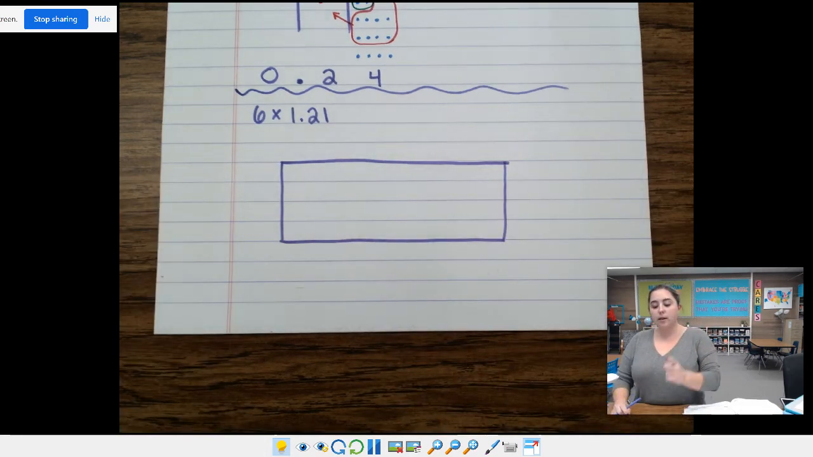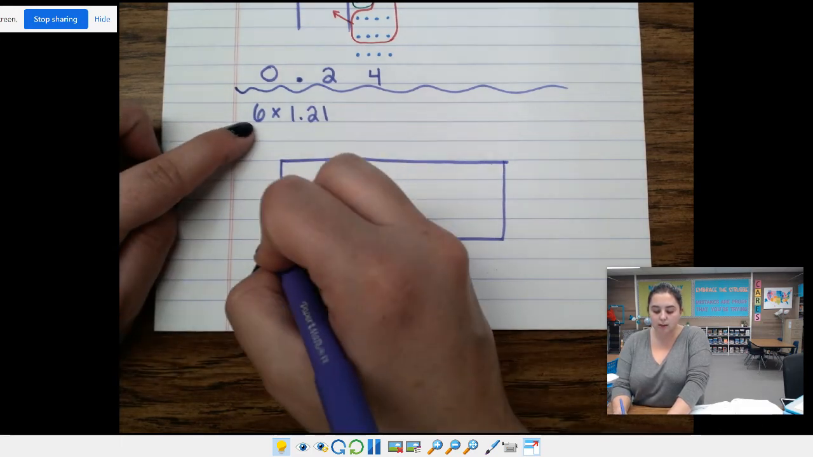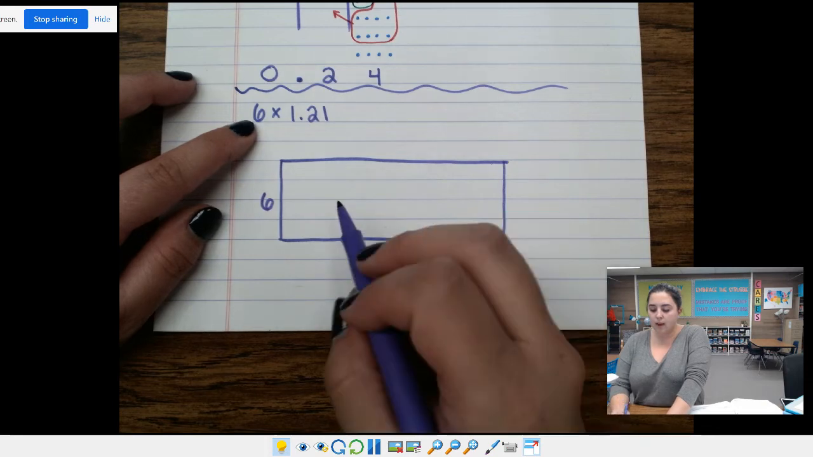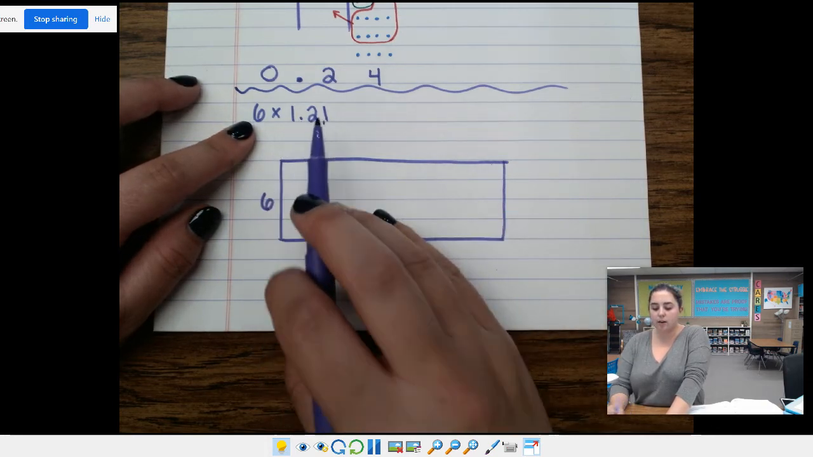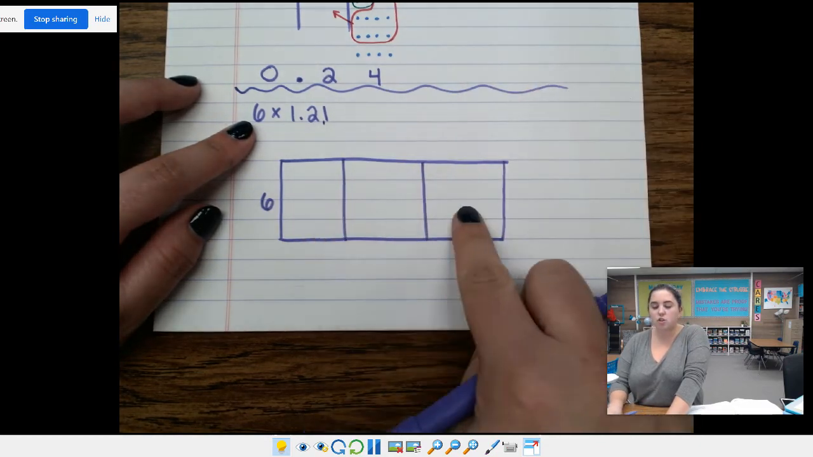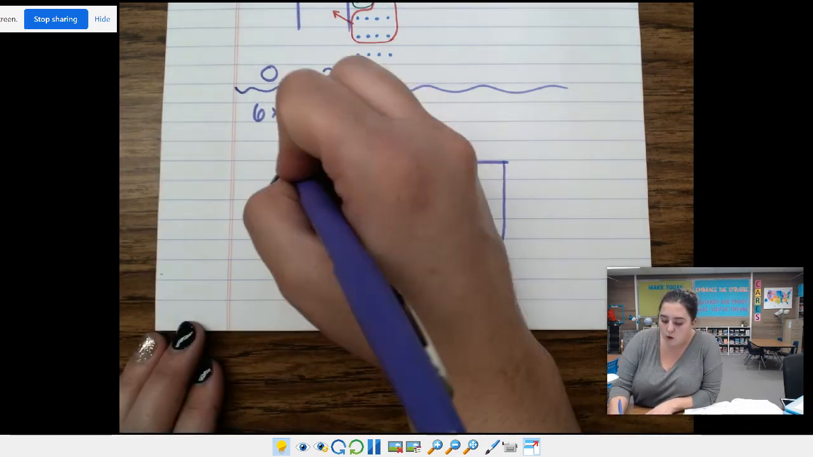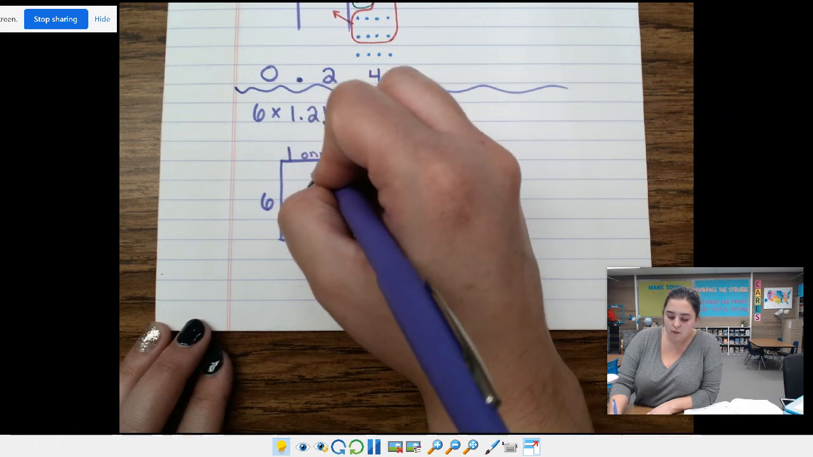And I'm going to set my numbers on the outside. So on the short side, let's put just the 6, since it's just a normal 6. And then we have 3 digits in our number here. I'm going to draw, so there's 3 sections. Our first digit is a 1, and it is in the ones place.